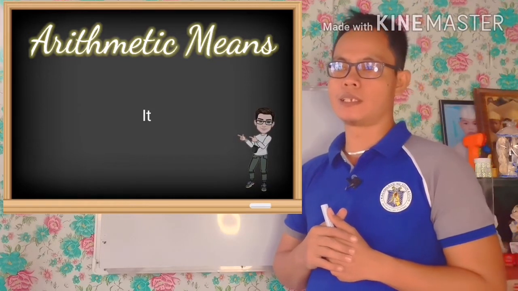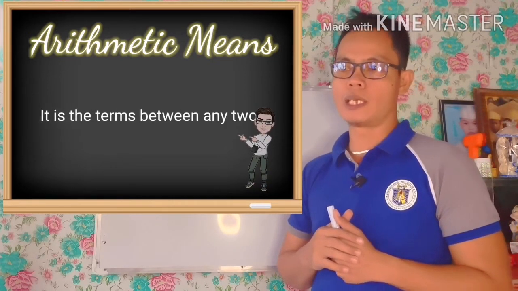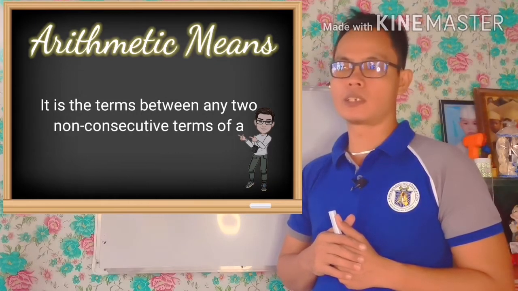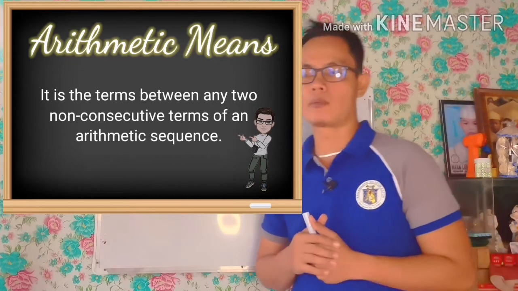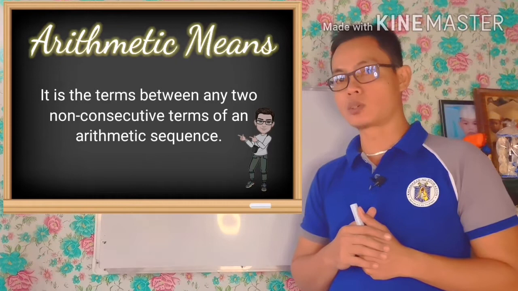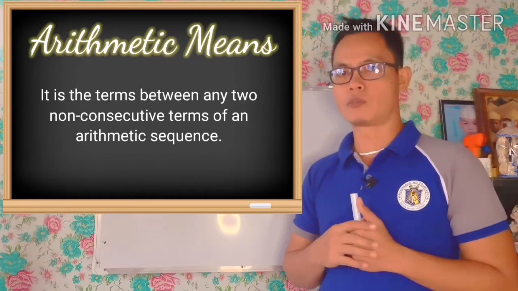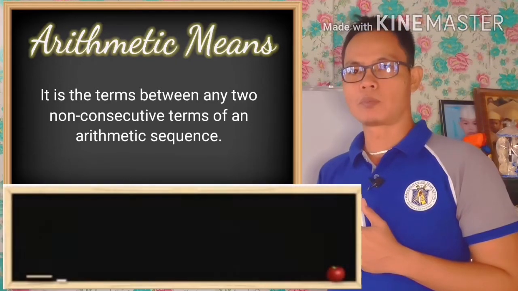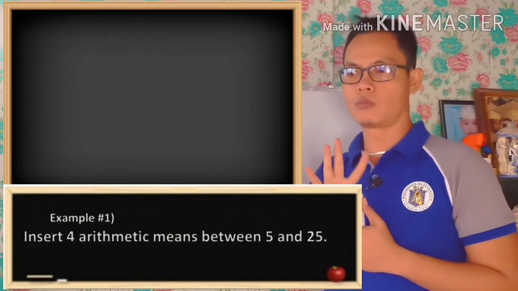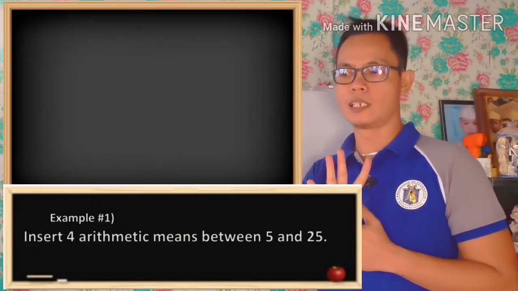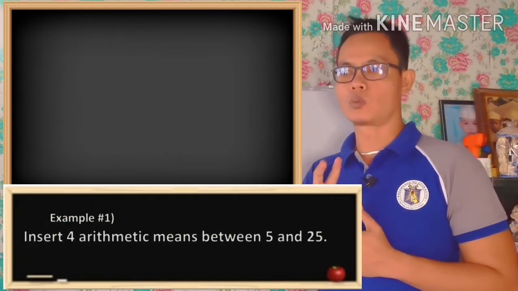Arithmetic means are the terms between any two non-consecutive terms of an arithmetic sequence. We have here an example. Insert 4 arithmetic means between 5 and 25.